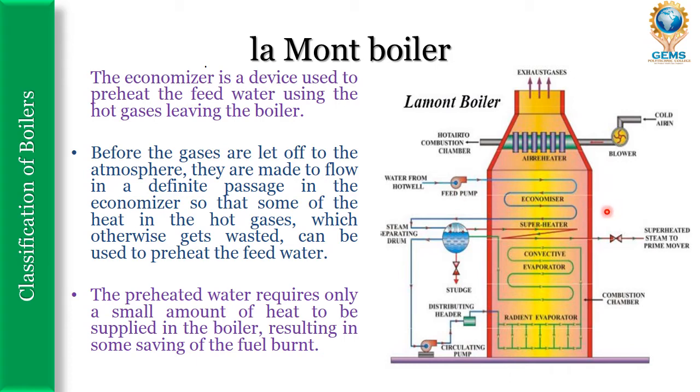This is the feed water from the hot well. In order to preheat the feed water, we use the hot exhaust gases going out of the boiler. Before the gases are let off to the atmosphere, they are made to flow in a definite passage in the economizer, so that some of the heat in the hot gases, which otherwise gets wasted, can be used to preheat the feed water. Preheated water requires only a small amount of heat to be supplied in the boiler, resulting in some saving of the fuel burned.